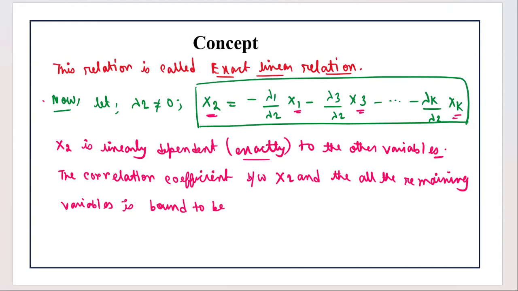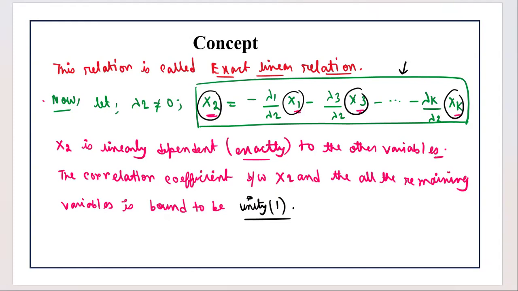Can you pause the video and think what will be the correlation coefficient? If you find out the correlation coefficient between x2 and all the other variables, then what will this be if they are linearly related like this? I hope you guessed that right. It will be simply unity. This will be 1. Unity means 1 simply, right? It will be simply 1.